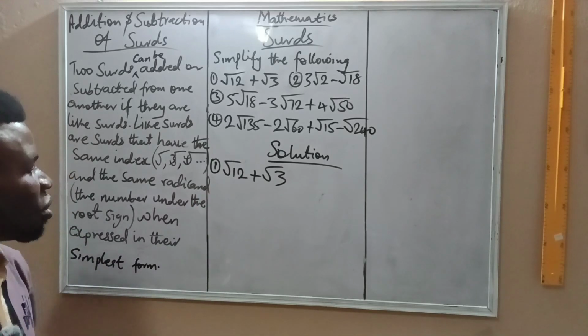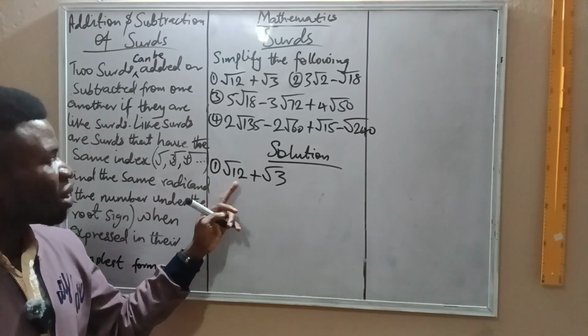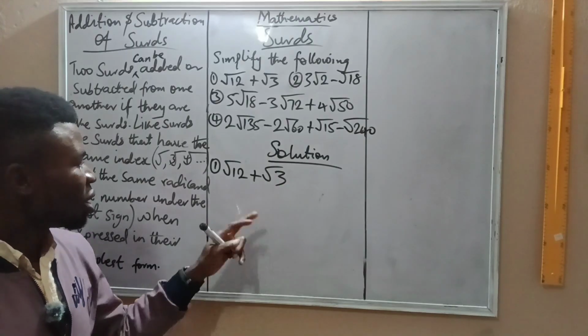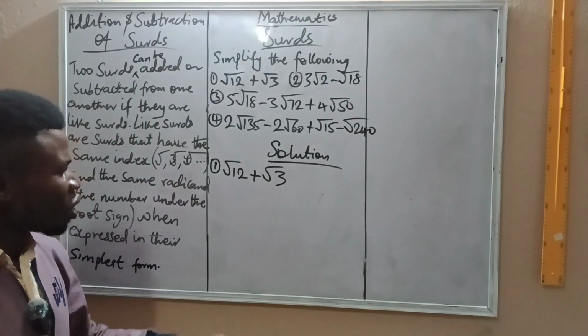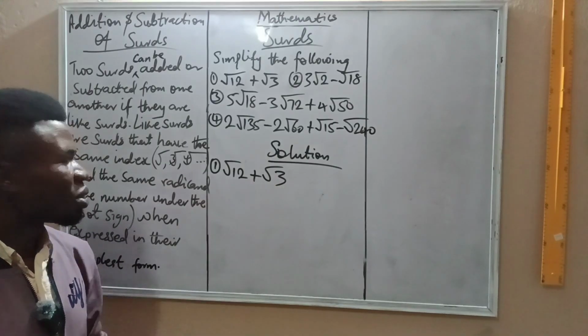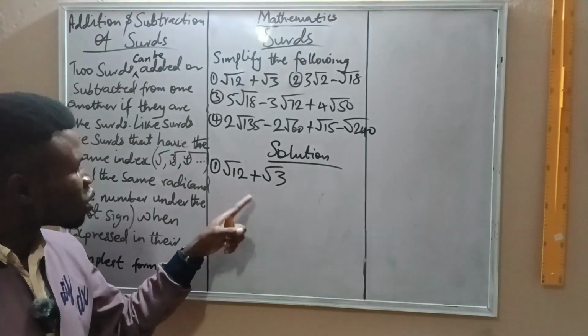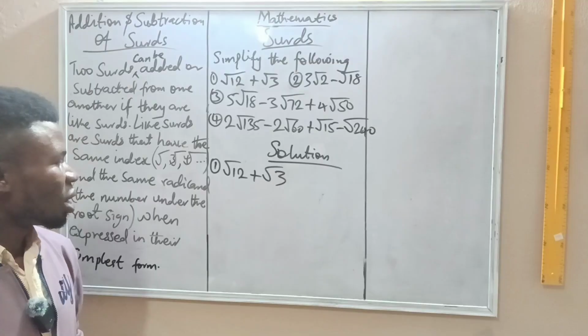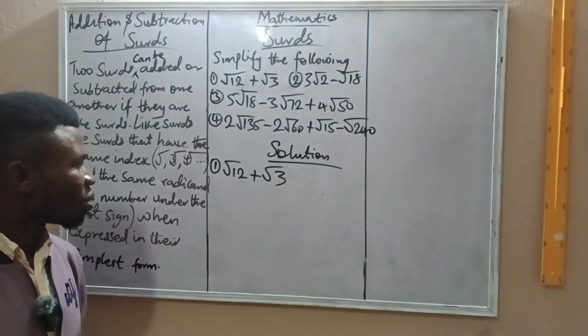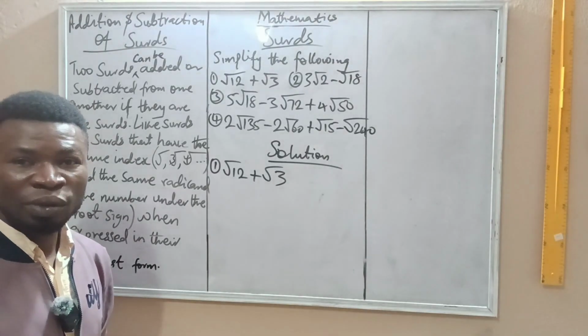Now, to make it easier for you, we look at this 12. Since they said that they must have the same number under the root sign, this is 12 and this is 3. So how can you get root 3 from this 12? What it basically means is that you use 3 to divide 12 to see if you can get a perfect square. And of course, when you divide 12 by 3, we have 4. And 4 is a perfect square, isn't it?